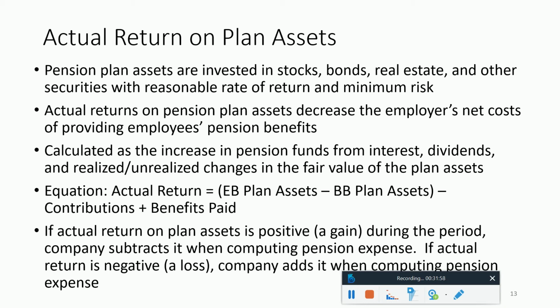If the actual return is positive, meaning that you had dividends, you had interest, you had appreciation in your stock, you're going to take that amount and subtract it from computing pension expense. But it's also possible that your stocks may have depreciated or declined in value over the year, in which case, if your actual return is negative, you have to actually add it then to computing pension expense.